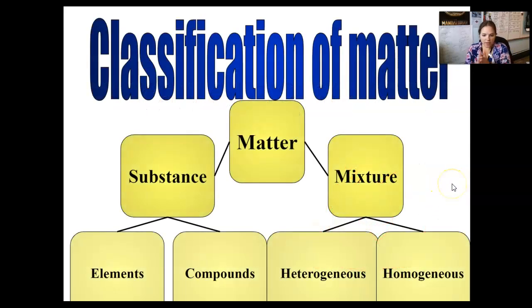All right, so classification of matter. Matter separates into two different things. You either have a substance or you have a mixture. And there are differences in how you can tell between it. So let's go to the substance part right here. The substance is broken up into two other things. You've got elements or compounds, whereas mixtures over here are heterogeneous or homogeneous.